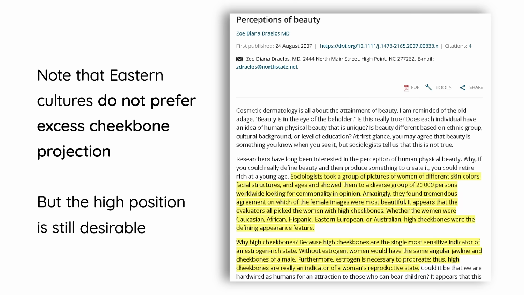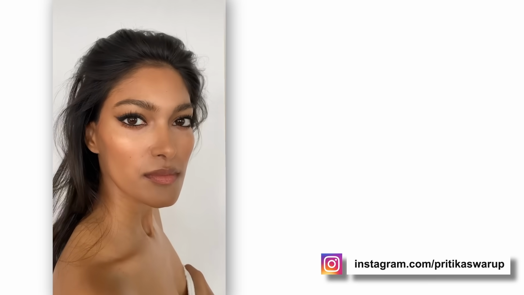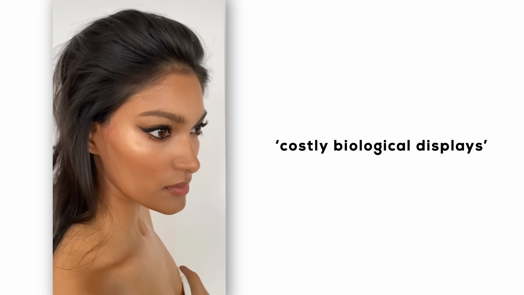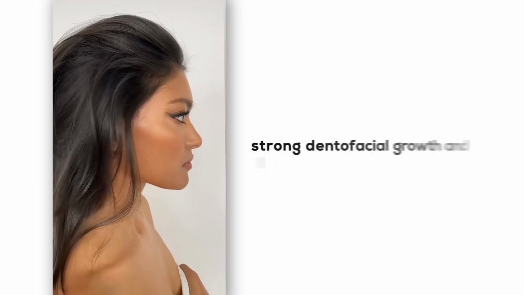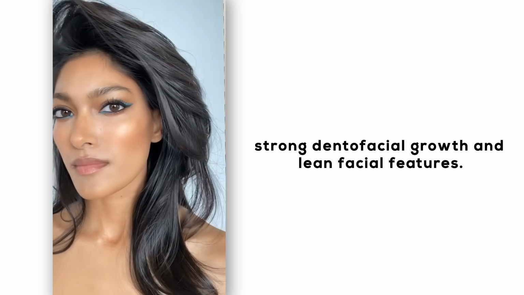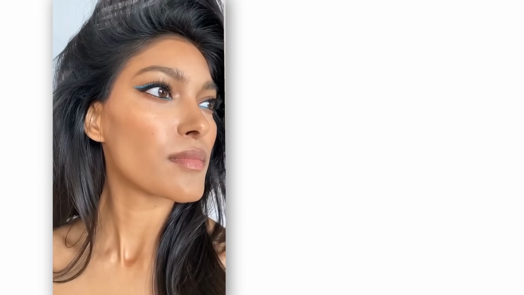That's not to say that low cheekbones are inherently unattractive, but generally there is a reason that Western beauty standards seem to select for what's known as costly biological displays. Even in men, high cheekbones signal strong dentofacial growth and lean facial features, two of which are very desirable things because in the West, very few people are lean, if you've seen the obesity rates, and very few people have strong dentofacial growth for a number of reasons in another video we'll make in the future.